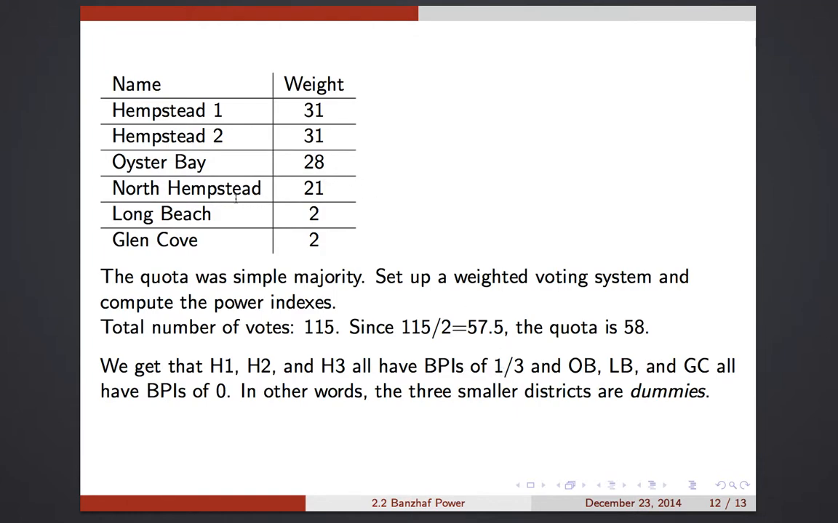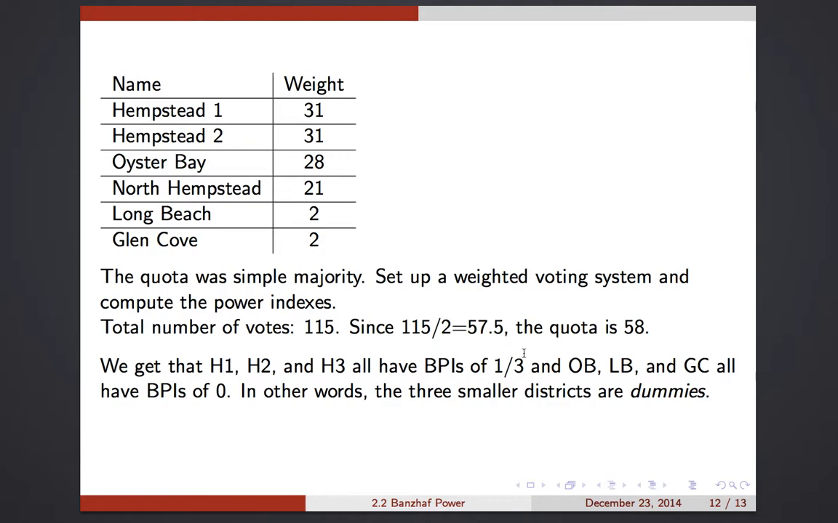And Oyster Bay, North Hempstead, and I left North Hempstead off here by accident. Okay, so I see what I've done here. There is no H3, of course. H3 should be Oyster Bay. So the top 3 have a third of the power. That H3 should be an OB, and this OB should be an NH.